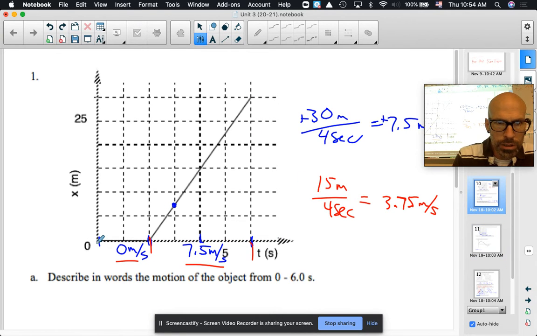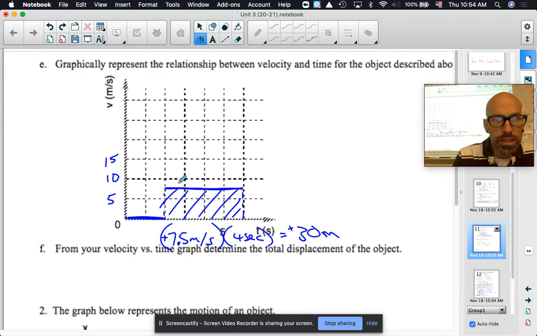It shows it starts at 0 and ends where? Up here, which is at 30 meters. So we have 30 meters of displacement. We already used that here. So this is just reinforcing with the VT graph the same thing we've been saying. The area under the curve works.